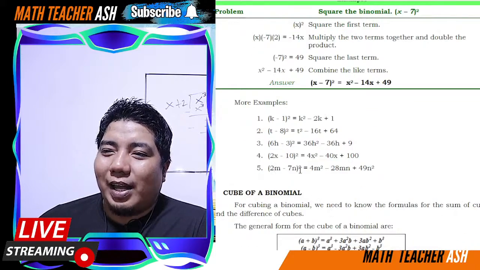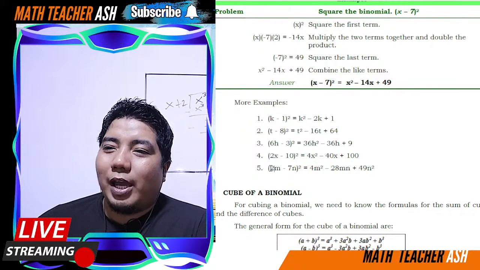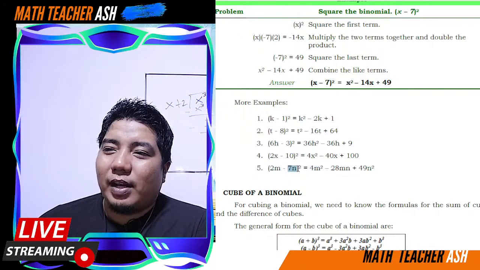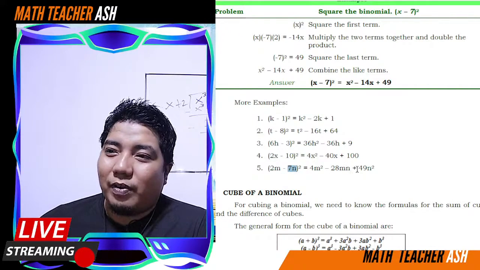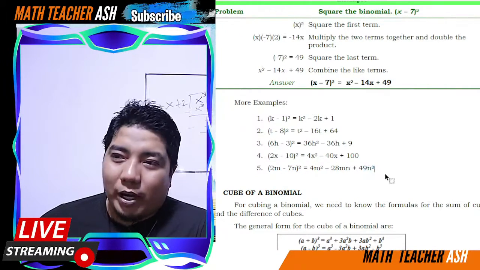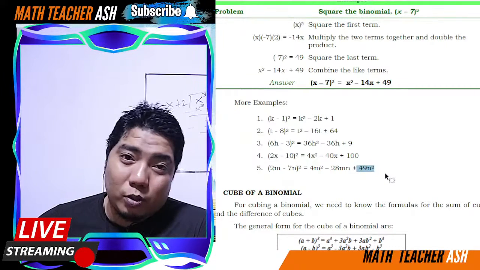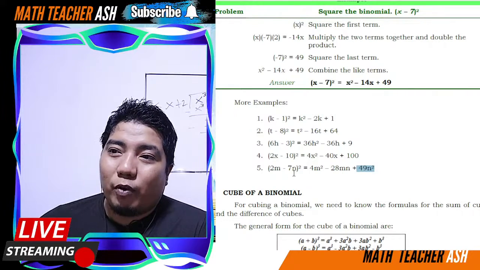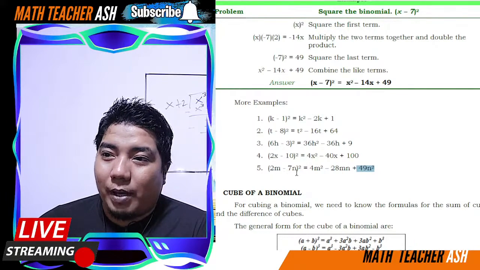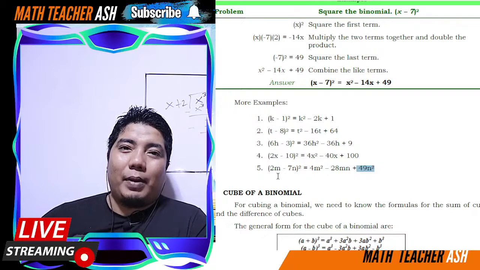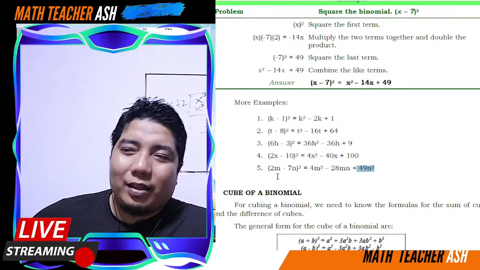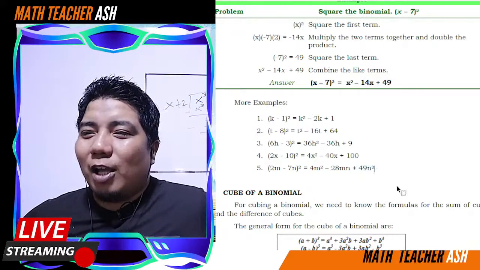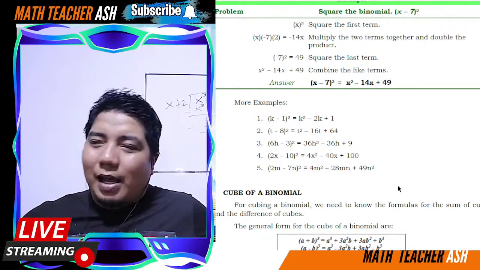2m minus 7n squared. So, 2m multiply by itself, 4m squared. 7n multiply by itself, 49n squared. Of course, ang variable nag-squared din. Then, you multiply them, 2 times 7, 14mn. Okay, mn, kasi hindi pareho ng variable. 14mn. Double ng 14mn, 28mn. Pero minus, kasi minus ang gitna. Alright, so ganun lamang po kadali, my dear math learners.